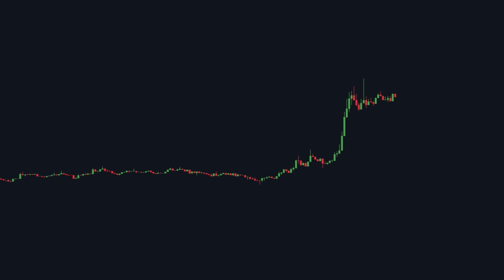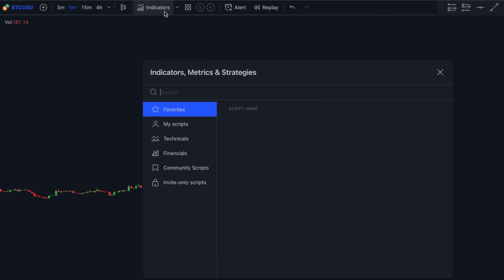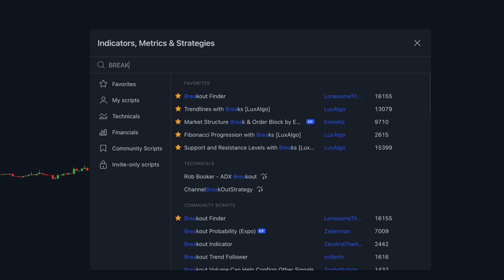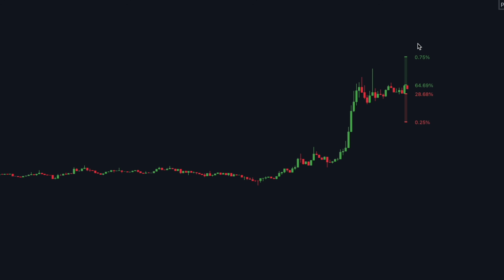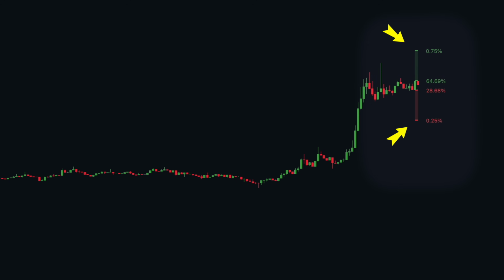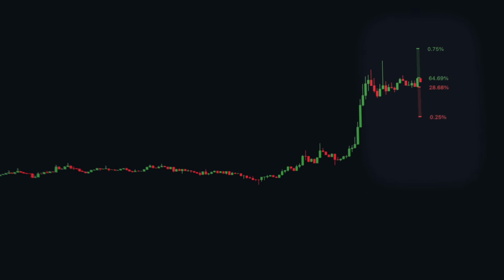So, how can we add this indicator to our chart? First, open the Indicators tab and search for Breakout Probability. This tool was created by Zierman. Once you've applied it, the chart will look like this. The indicator plots red and green lines and assigns a percentage to each line. The higher the percentage, the higher the probability of the line being reached by the next candlestick.